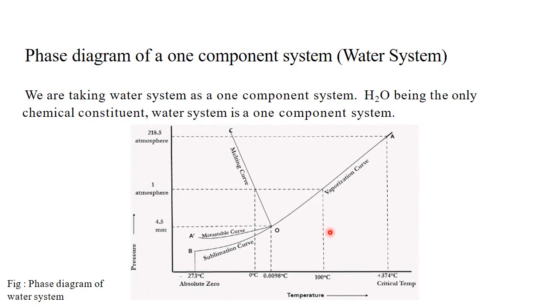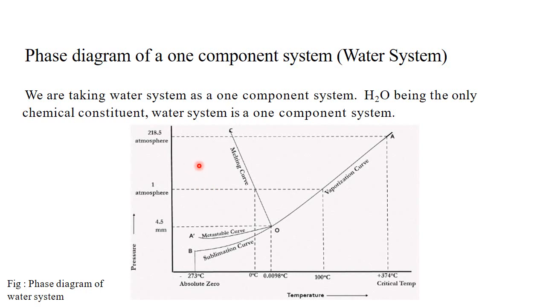The phase diagram of water consists of 3 curves. One curve starts from A and ends at O. This is called the OA curve. The other curve starts from O and ends at C. This is the OC curve. The third curve is the OB curve. The OB curve is a sublimation curve. The OC curve is called a melting curve, and the OA curve is called a vaporization curve. The system at the curves is in equilibrium between 2 phases.